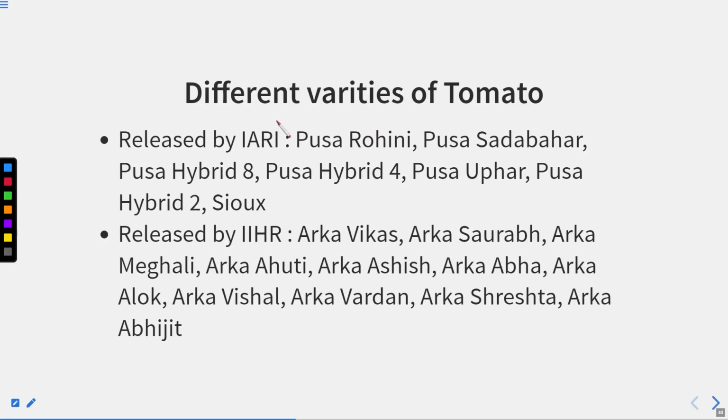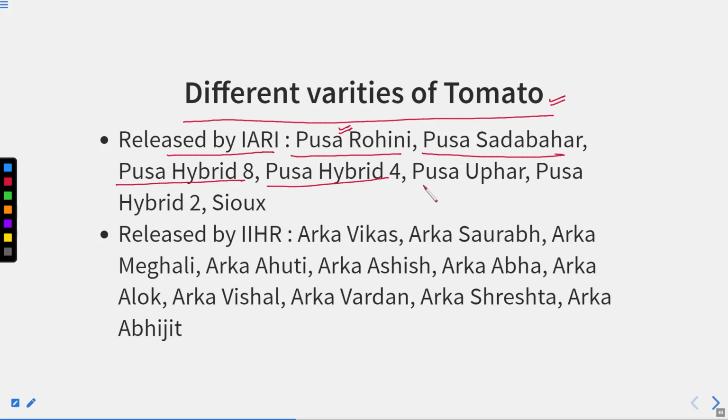Now, there are some of the different varieties that have been grown for tomatoes. Some of the varieties released by IARI, the Indian Agriculture Research Institute, are Pusa Rohini, which is one of the important varieties released by the IARI for the tomato crop, Pusa Sadabahar, Pusa Hybrid 8, Pusa Hybrid 4, Pusa Upahar, Pusa Hybrid 2, and Siox. These are some of the varieties of tomato that have been released by the IARI.